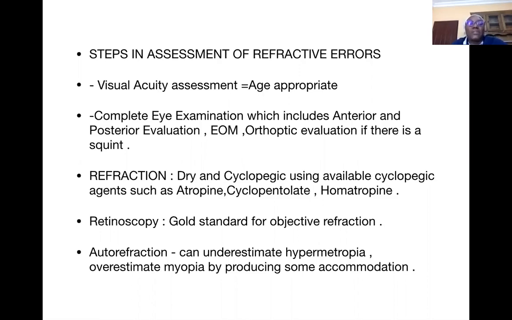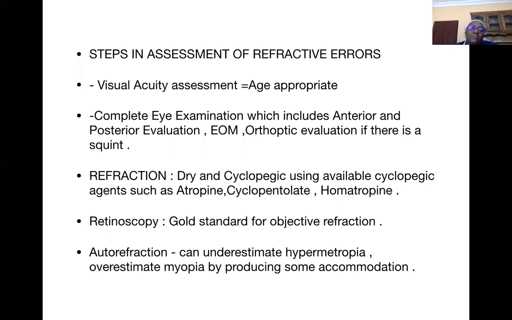Then the refraction, mainly for children, it's better to do dry and cycloplegic refraction. But in most cases, it's better to do the cycloplegic, using available cycloplegic agents such as atropine. And it's better to use the atropine ointment because of the side effects. Then we have cyclopentolate, we have homatropine. These are the ones that are commonly used. But in our center, we commonly use atropine and cyclopentolate.